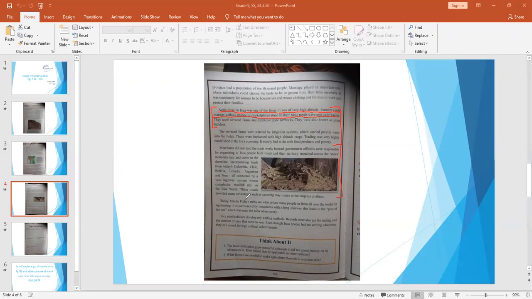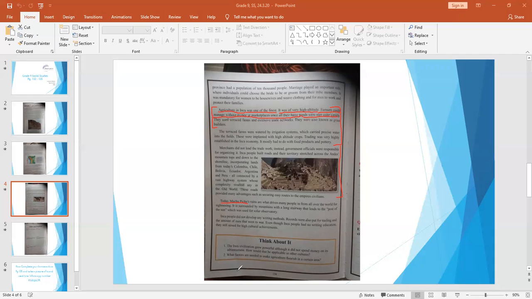Today, Machu Picchu's ruins are what drives many people in from all over the world for sightseeing. Okay, so he was one of the leaders. It is surrounded by mountains with a long stairway that leads to the post of the sun, which was used for a solar observatory. Inca people did not develop any writing methods. Records were also kept for trading and the number of men that went to war. Even though Inca people had no writing education, they still aimed for high cultural achievements.